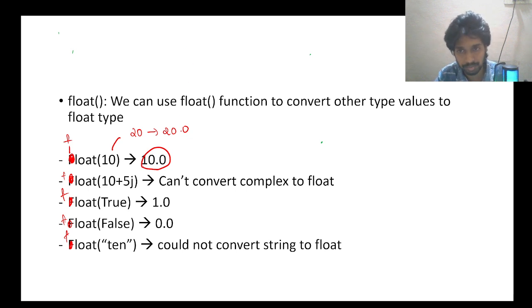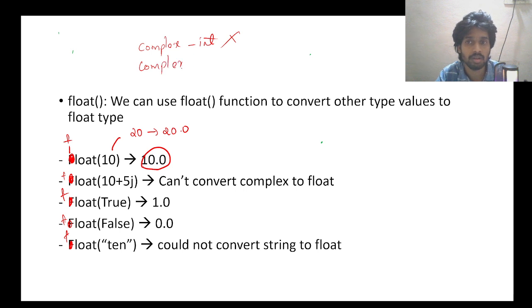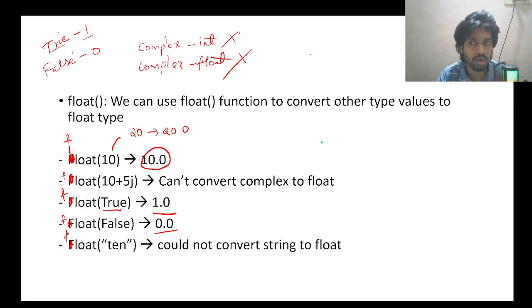Just like we can't convert complex to integer type, we can't convert complex to float type too. Complex to integer is not possible. Complex to float is also not possible. If I try to convert true, we'll get 1.0. If I try to convert false, we'll get 0.0. We all know that true is internally represented as 1, false is internally represented as 0. When I convert a bool value into integer, I got 1, but for float I got 1.0, just like 10 gave 10.0.